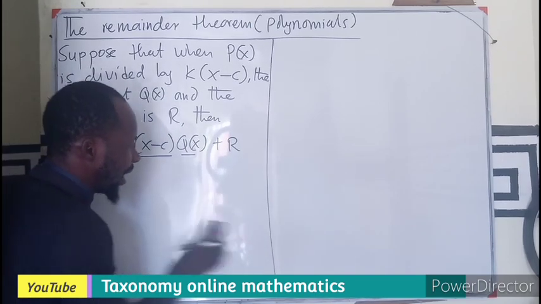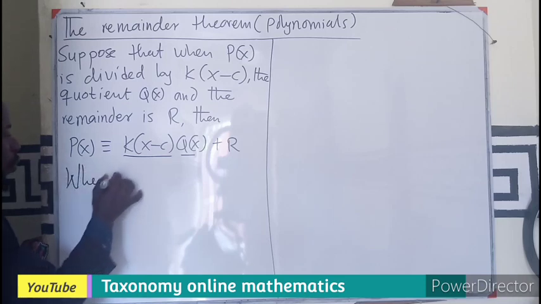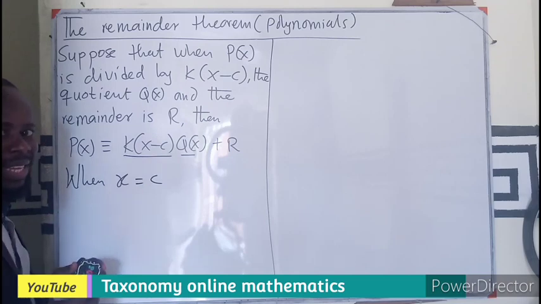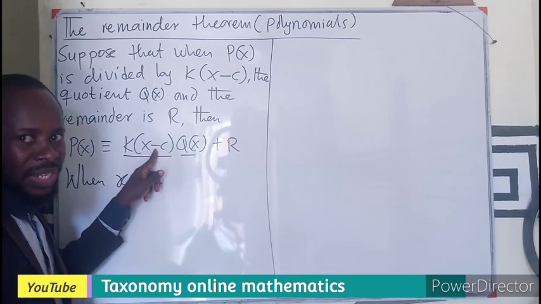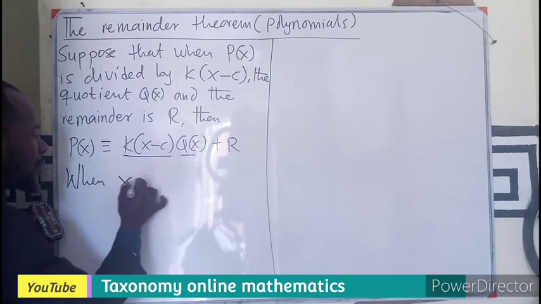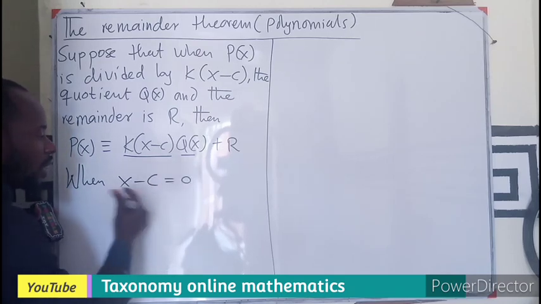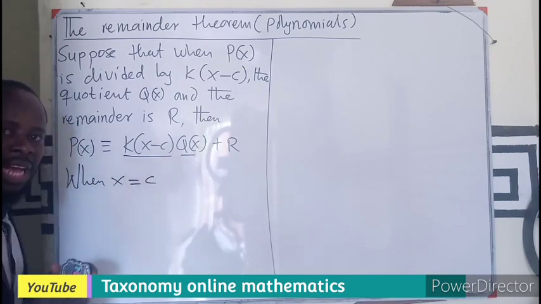So if that is the case, let's suppose that we substitute x to be the same as what? c. Simply put, finding the zero of this linear function. If you are to find the zero of that function, it will be x minus c equals 0. The whole of this is 0. Therefore, when you send the negative c across, it becomes x equals what? c. That's what I mean.